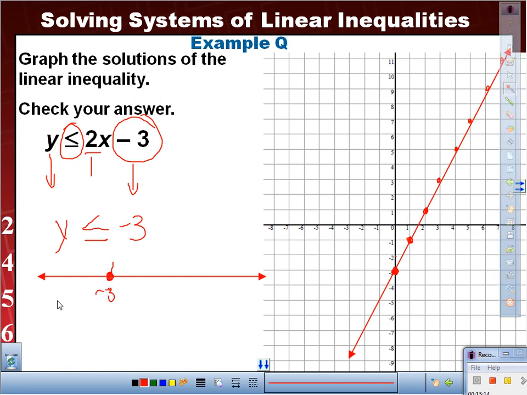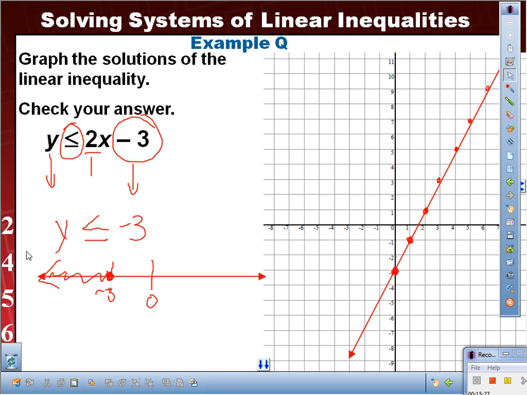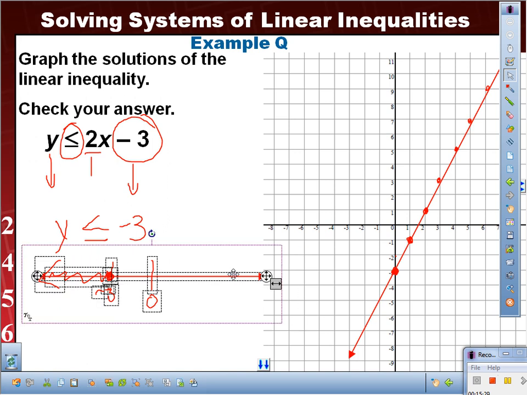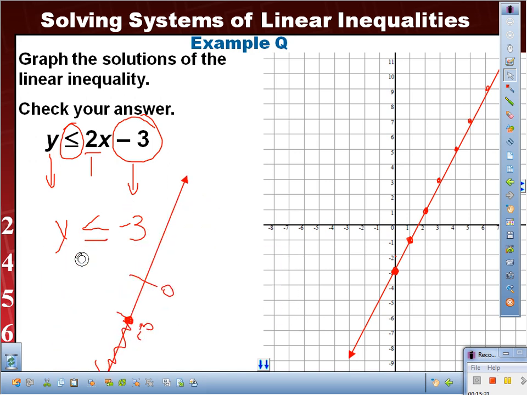y is less than negative 3. Where do I shade? To the left, right? Okay. What do we have here? 0, and all these are what? Positives. All right, so pay attention to this part. Watch. What is that? The y-axis.